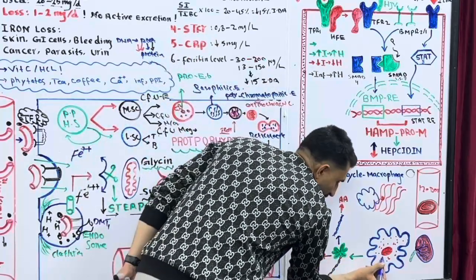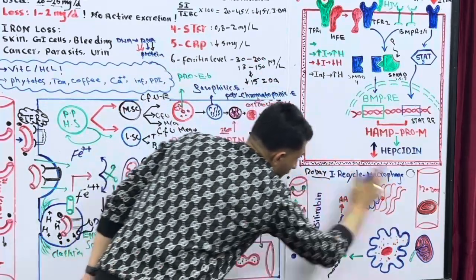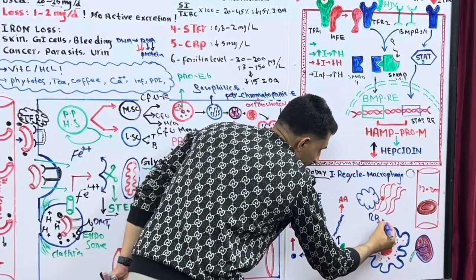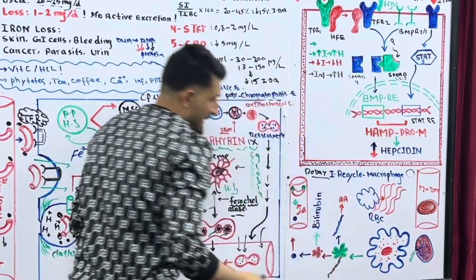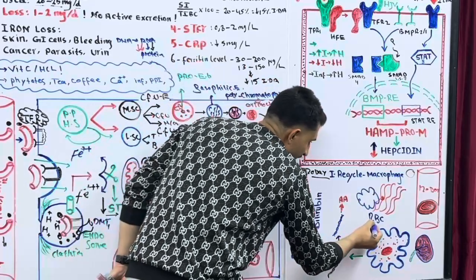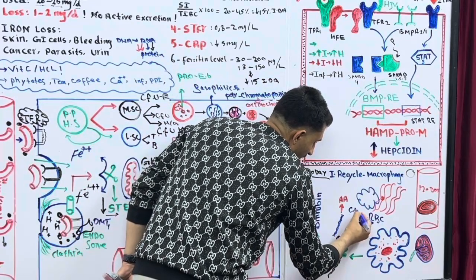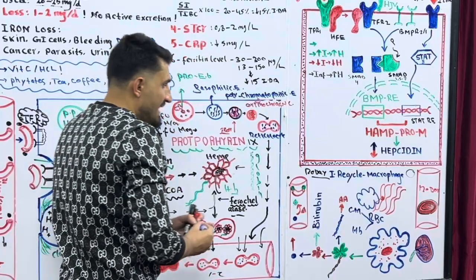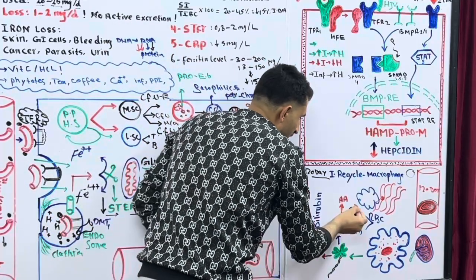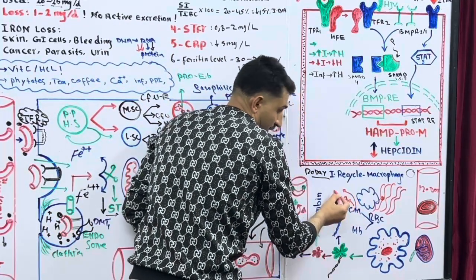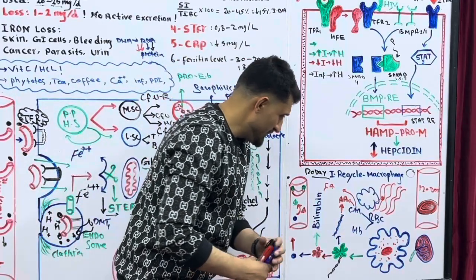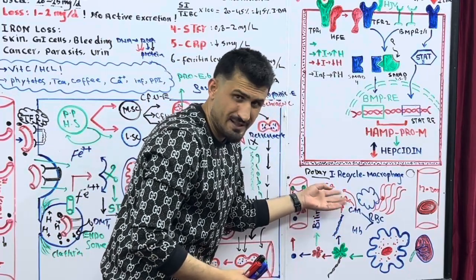Now inside the macrophage, this RBC is dividing into two parts. Okay, it's dividing into cell membrane, and it's dividing into hemoglobin. And the cell membrane is made of amino acids, fatty acids, and so on. It will be divided into amino acids, fatty acids, and so on.